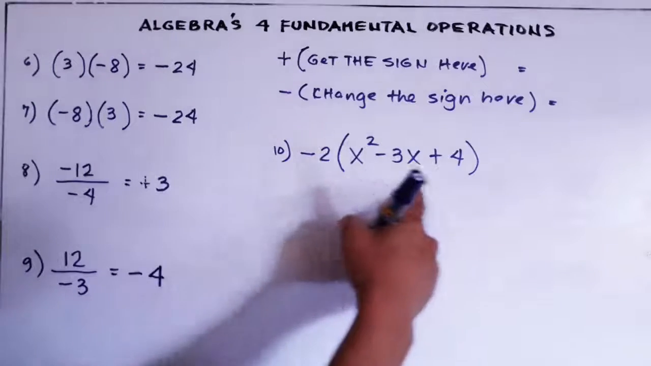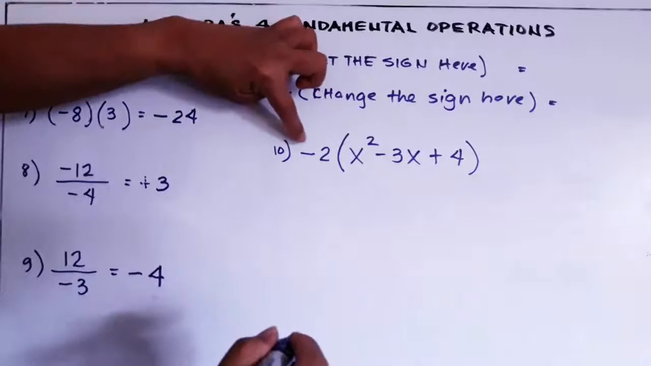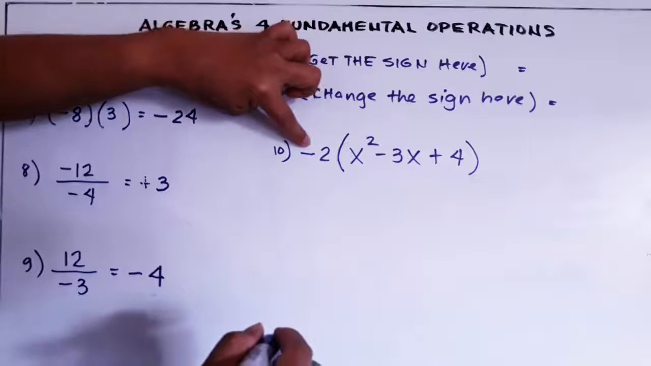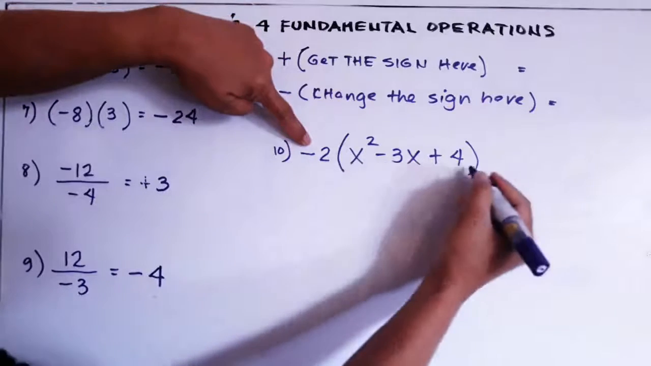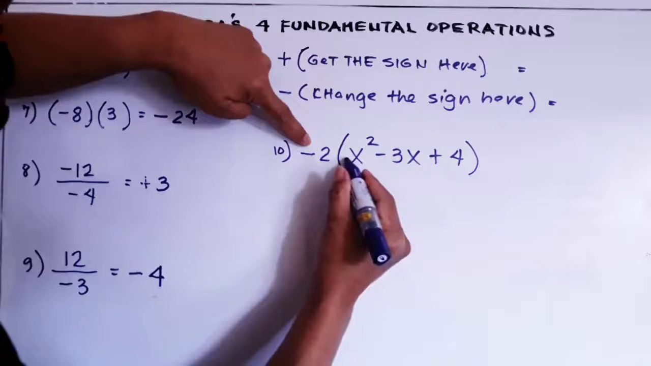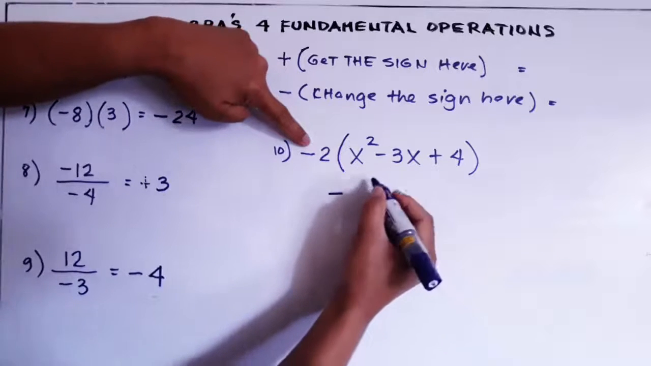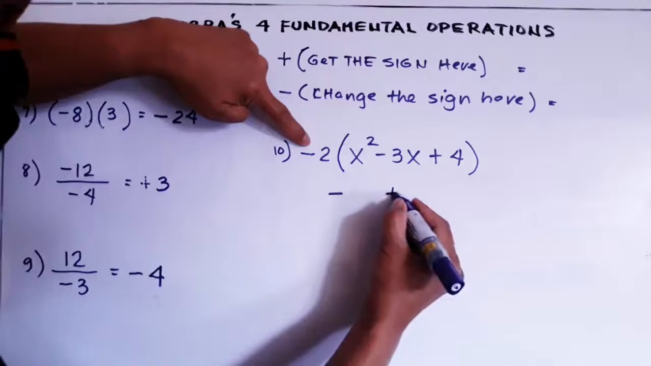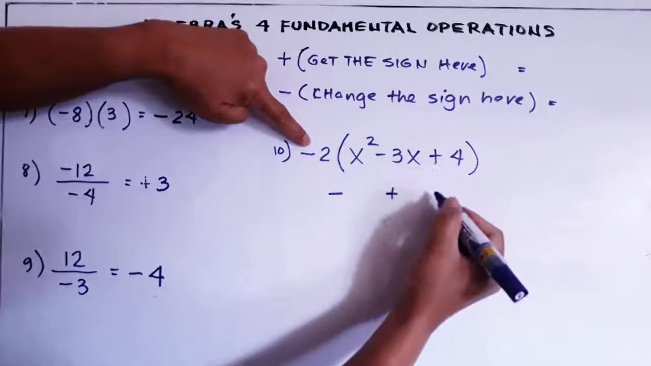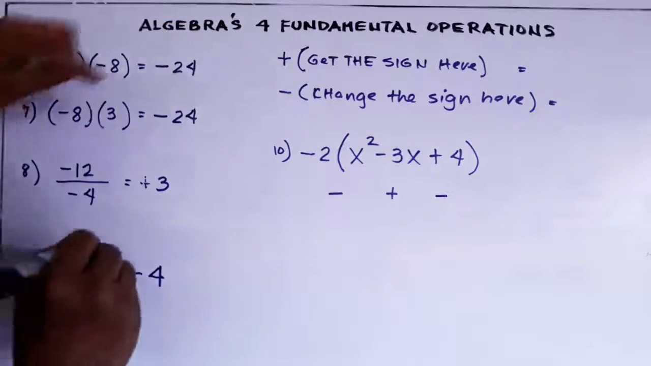Okay, let's have this one. Let's have the application again. Okay, this one is negative. So what you will do is every sign here will change. This one is positive, it will change into negative. This one is negative, it will change into positive. This sign is positive, it will change to negative. Now you can multiply.